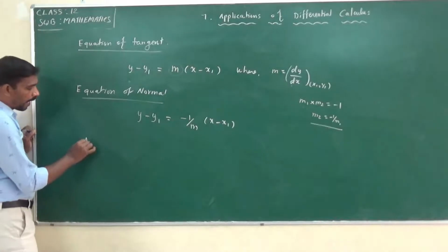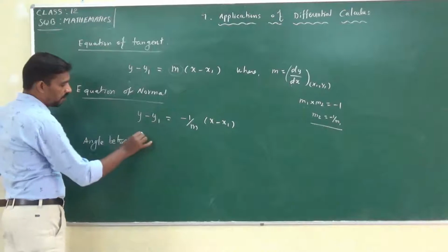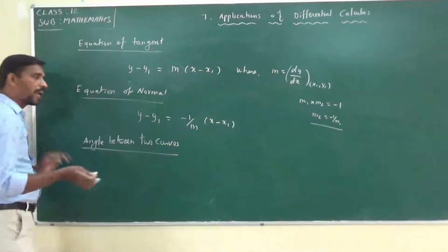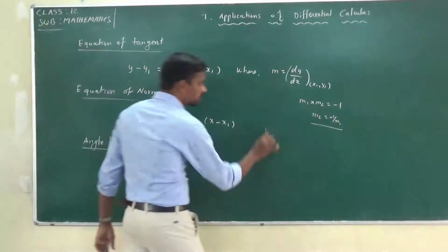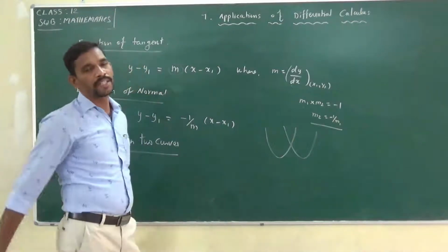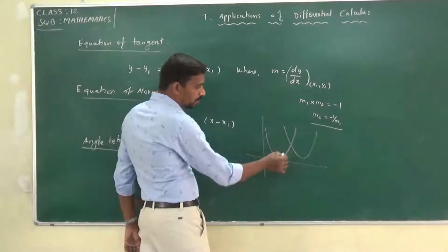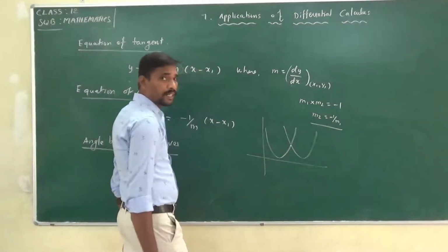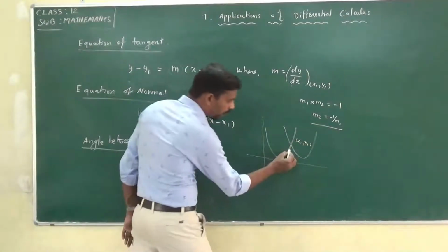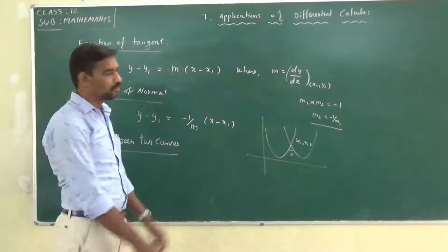And the third one, angle between two curves. Suppose we take two curves. Here it is two curves, say a parabola opening upward. These two curves intersect at a point somewhere. This is nothing but (x1, y1). Now we want to find the angle of inclination of these two curves.